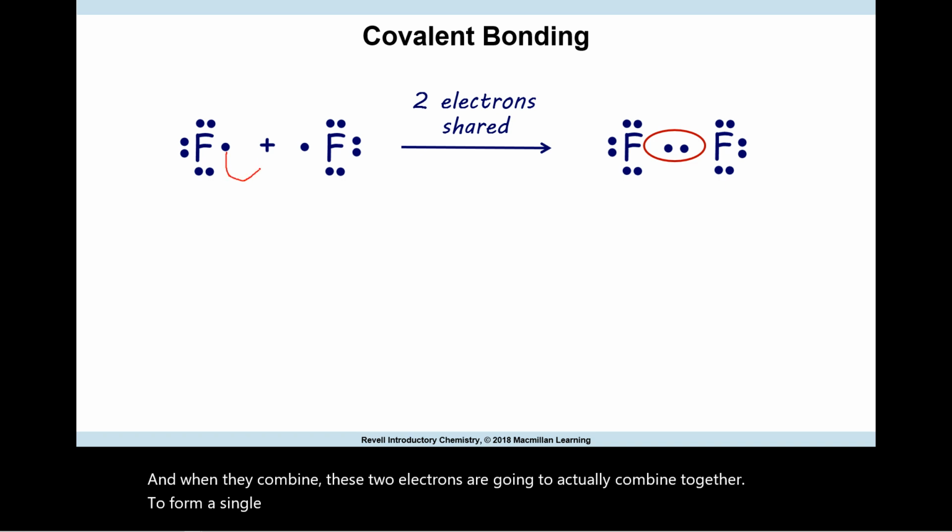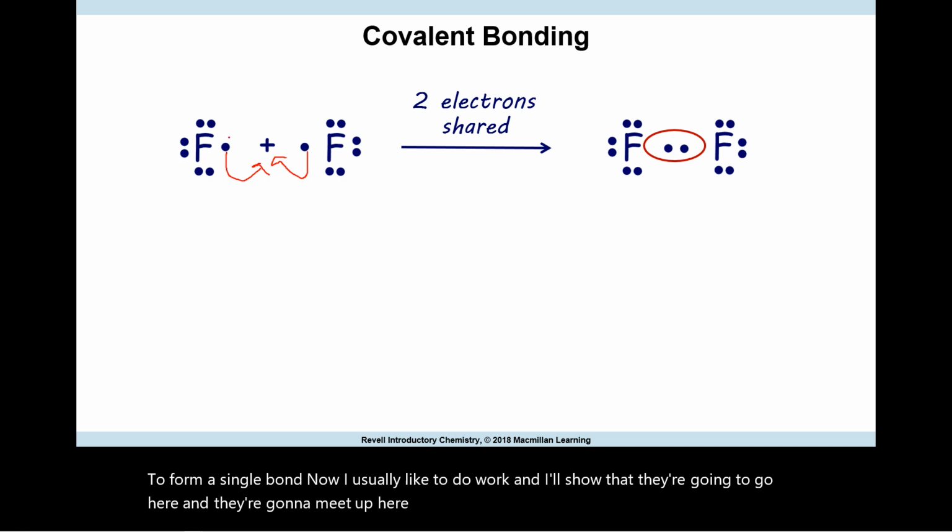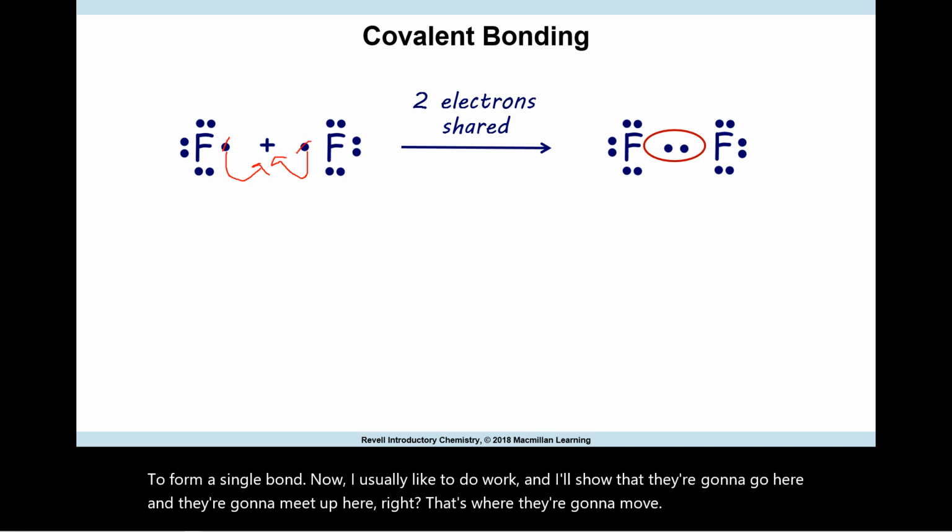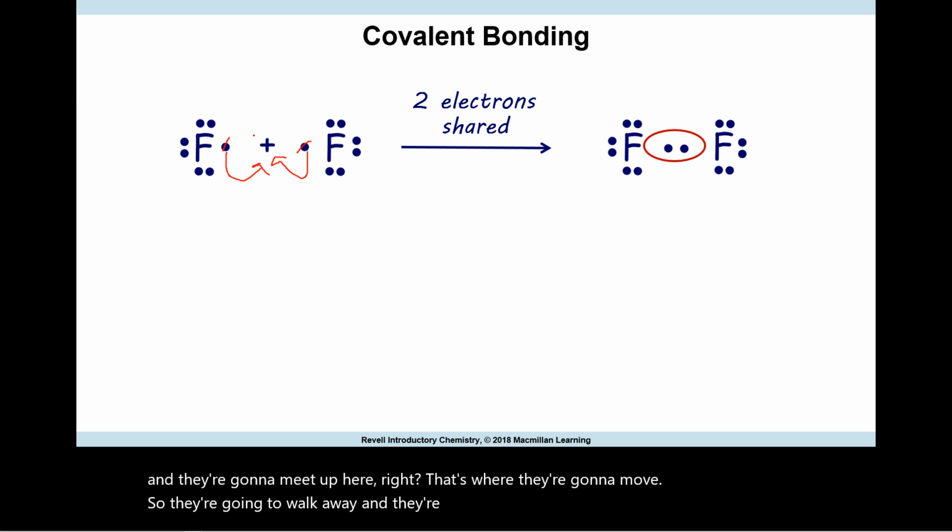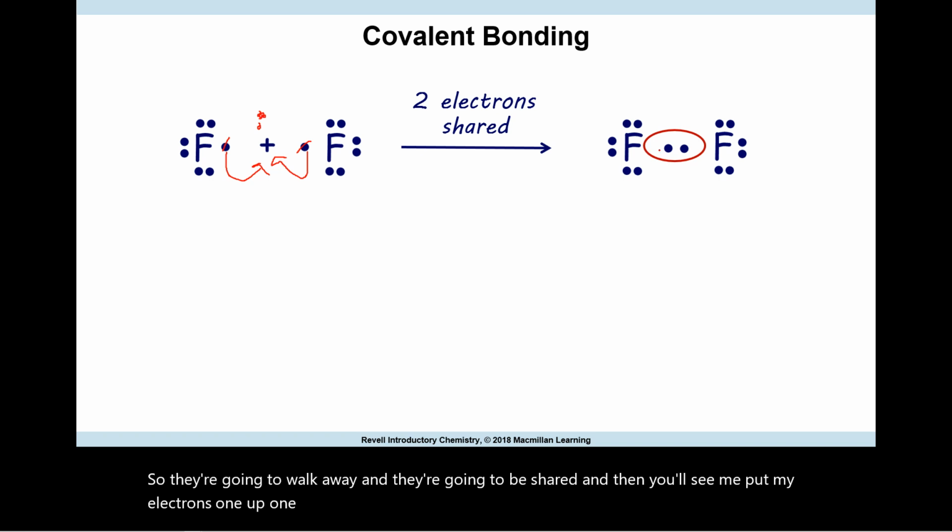Now, I usually like to show that they're going to go here and they're going to meet up here, right? That's where they're going to move. So they're going to walk away and they're going to be shared. And then you'll see me put my electrons one up, one down. You could also do side by side. That is okay as well.